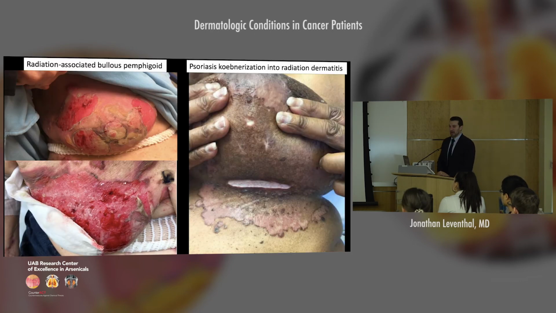And then I did want to point out that radiation can actually trigger inflammatory dermatoses. I've seen new onset bullous pemphigoid develop in radiated breasts, and I showed you earlier, patients on immunotherapy and radiation can get bullous pemphigoid that's really severely localized to the area of radiation. Psoriasis can also Koebnerize into radiation dermatitis as well.